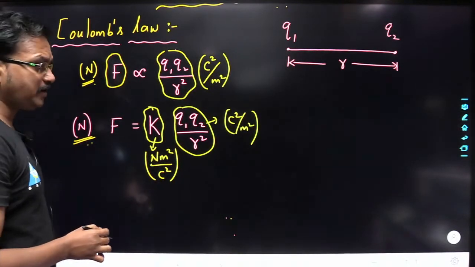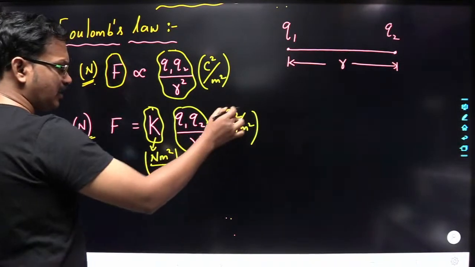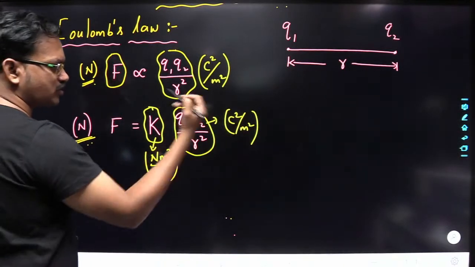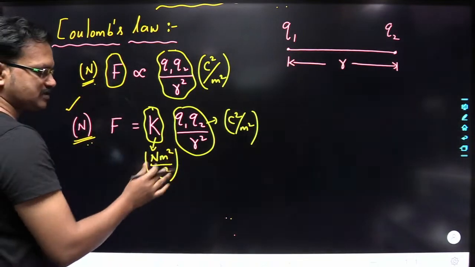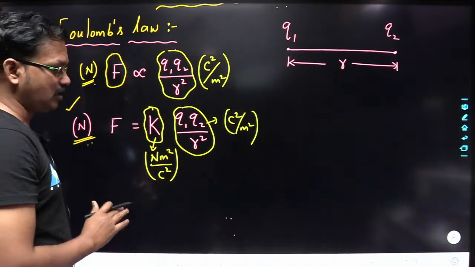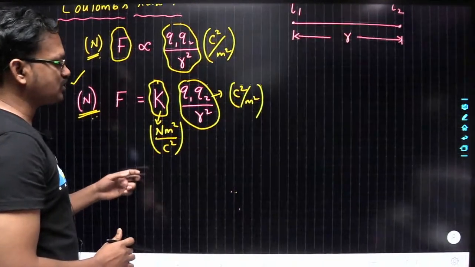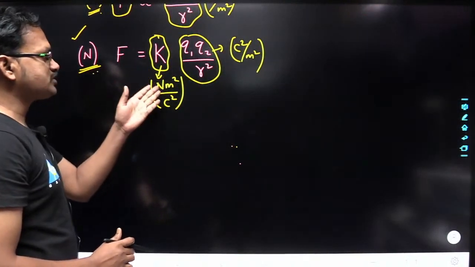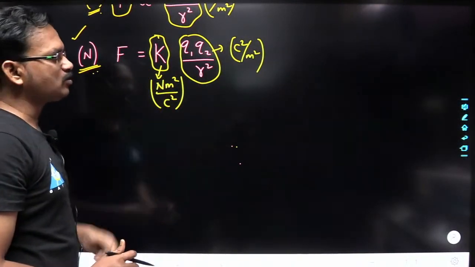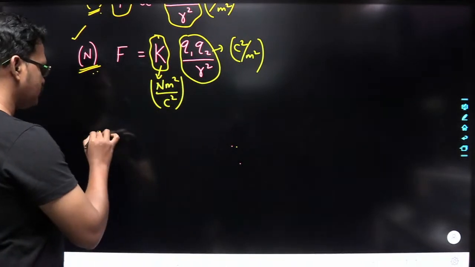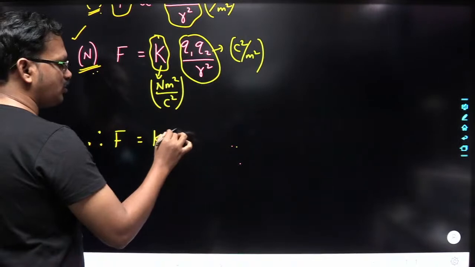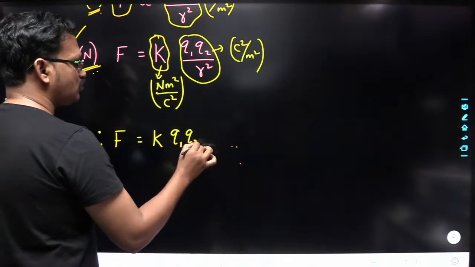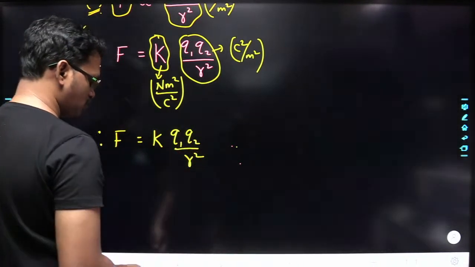Okay. So now what will happen? Here Coulomb square and meter square will get cancelled, so the units on the LHS will become the same as the units on the RHS. So we have introduced a proportionality constant whose units are Newton meter square per Coulomb square. Therefore we can write F is equal to simply K into Q1 Q2 by R square.